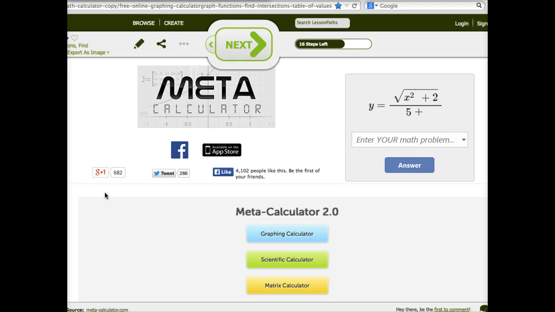Hello and welcome. This is a very quick 2-minute tutorial on how to use the graphing calculator, how to plot your points and your equation and see if they match. First, go to graphing calculator here in blue in order to be directed to the actual calculator.